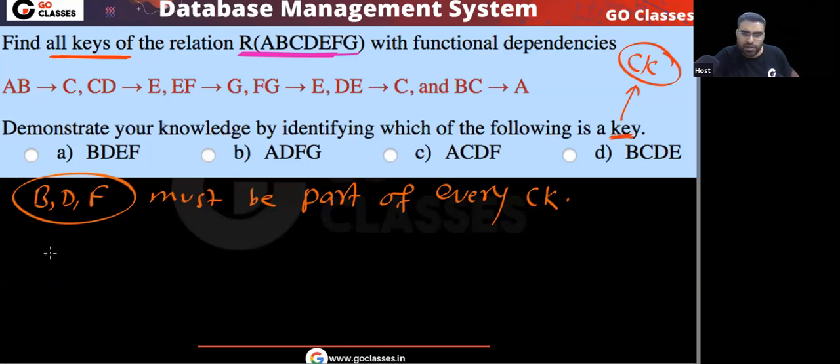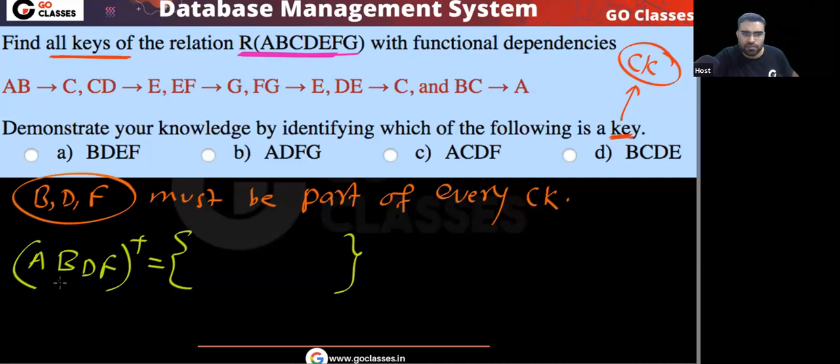So what will we do? We will add one more attribute to BDF. Let's go in a systematic way. Tell me, what about ABDF? Can they bring everything? They can bring AB, DF. What else? AB can bring C also. What else?